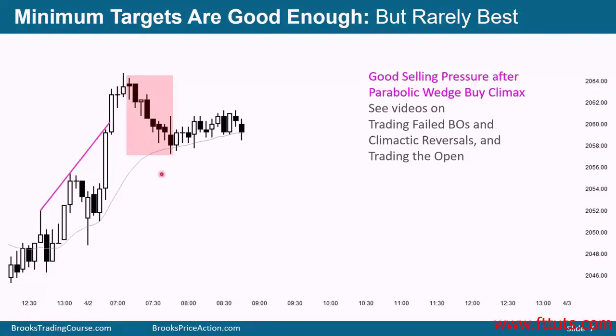I talk more about this in the videos on trading failed breakouts and climactic reversals and in the videos on trading the open. Remember, this is early in the day. The day is just starting. We have a very strong breakout on the open. 50% of the time, if you get a strong breakout up or down on the open, it's the wrong way and it will reverse. As strong as this is, do not assume that it's the start of a bull trend. 50-50 chance it is, 50-50 chance it'll be an opening reversal, rally to some resistance level. We don't see any right here. And then an early high of the day leading to a bear trend.